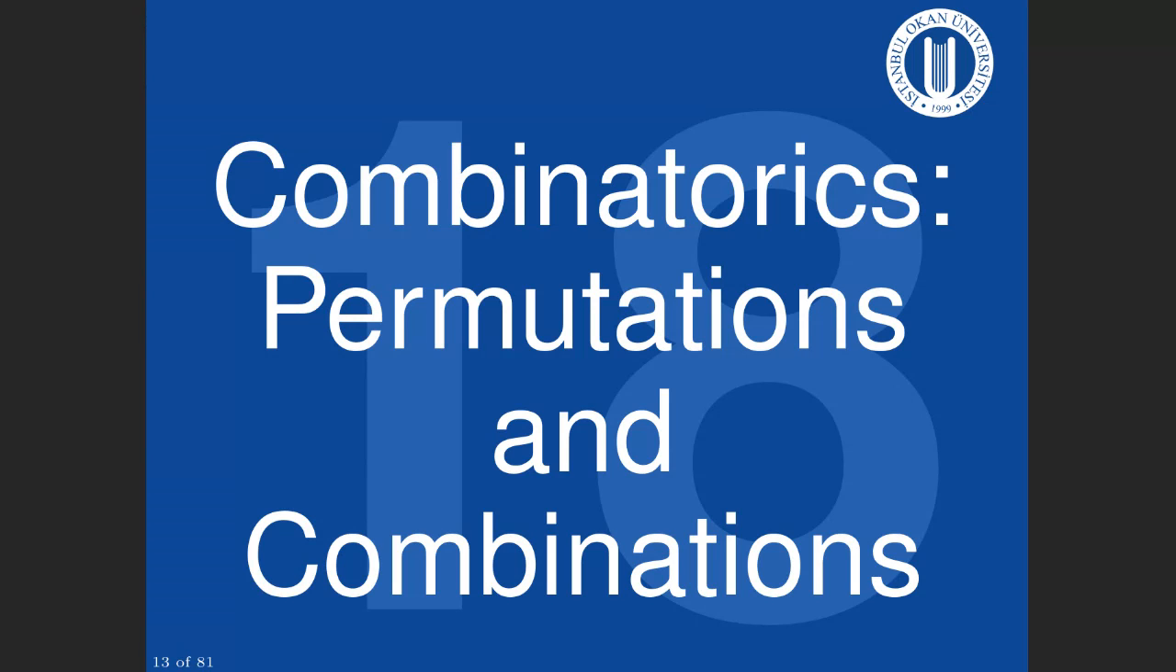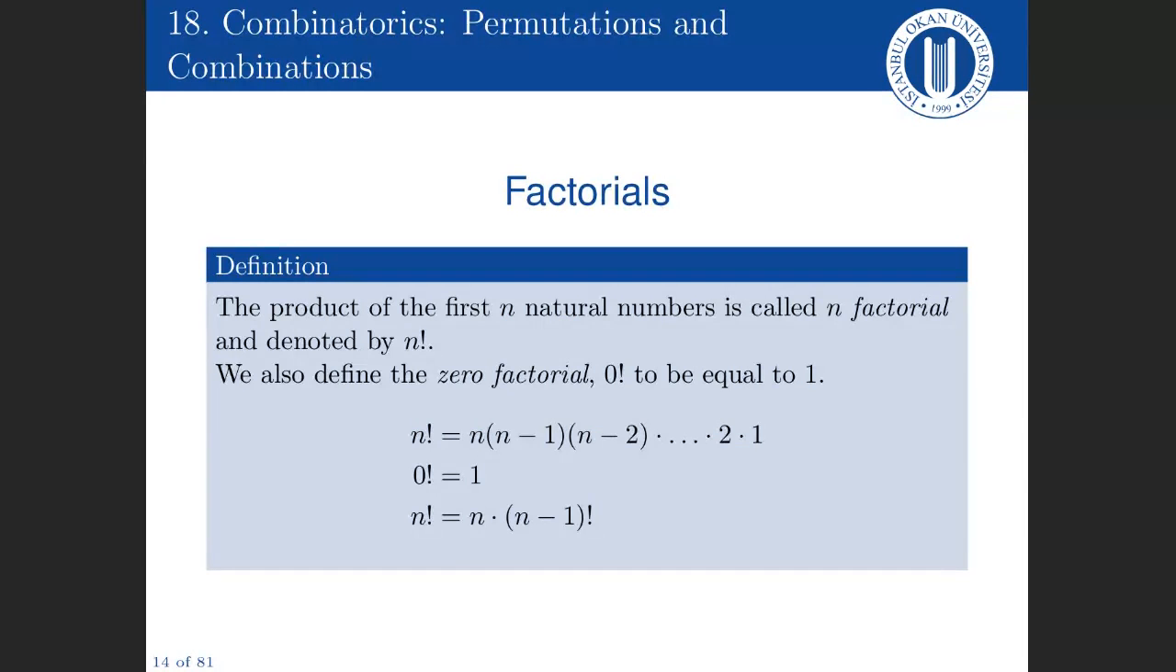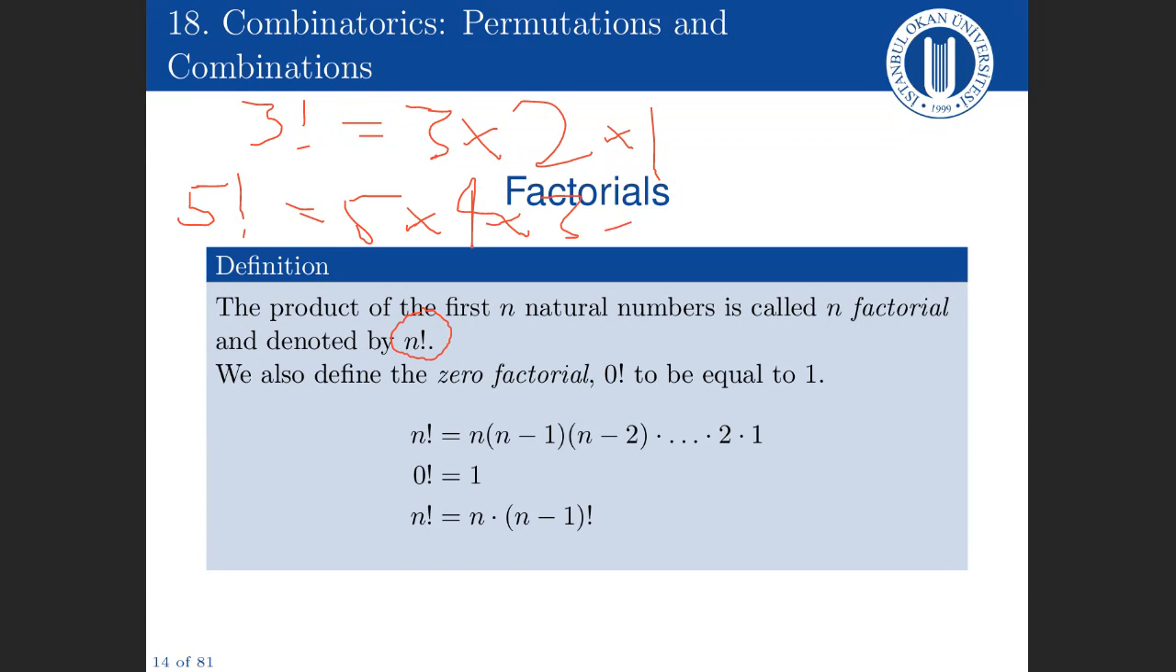That's the end of the first chapter. Now we're going to move on to some more advanced counting methods. We're going to talk about permutations and combinations. In this chapter, we're going to need something called a factorial. We write a factorial using n exclamation mark. So, for example, 3 factorial means 3 times 2 times 1. Or 5 factorial means 5 multiplied by 4 multiplied by 3 multiplied by 2 multiplied by 1, etc.